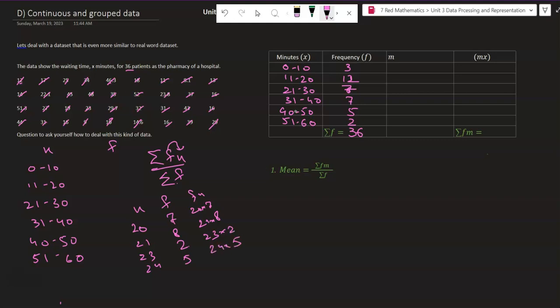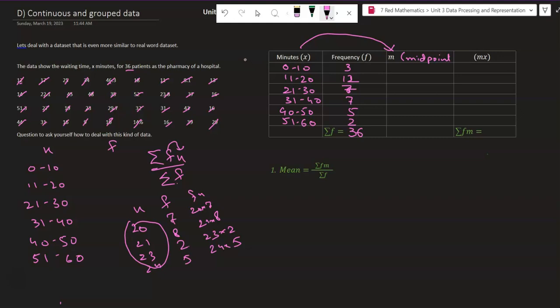But in this case, we don't have single values. So what we have to do is figure out a value for this. The way we are going to do it is make a new column, and we are going to say this is m, the midpoint of a range. So how do we find the midpoint of a range? We simply add them and divide by 2.